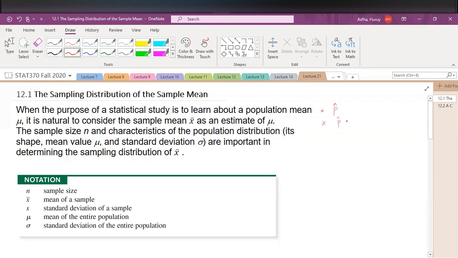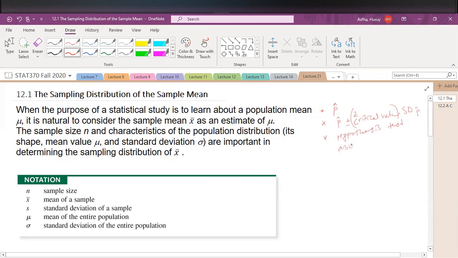And we know that it's given by p hat plus or minus the margin of error, which was given by the critical value, well, this is the z critical value times the standard deviation of p hat. And then we learned how to perform a hypothesis test about one population proportion.